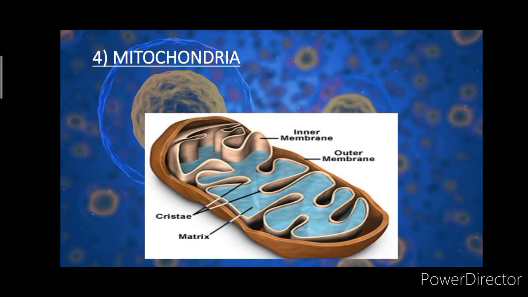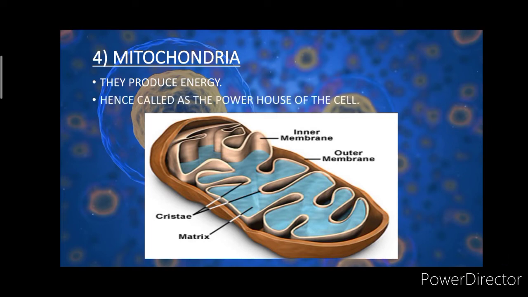Inside, it is filled with a jelly-type liquid, which is called the matrix. Now the mitochondria is the powerhouse of the cell, as it produces energy. The energy required for the cell is produced in the mitochondria, hence it is called the powerhouse of the cell. This energy is in the form of ATP. ATP molecules supply energy to the cell, and they are prepared in the mitochondria.